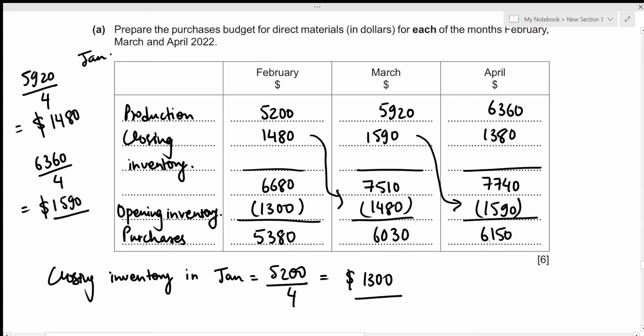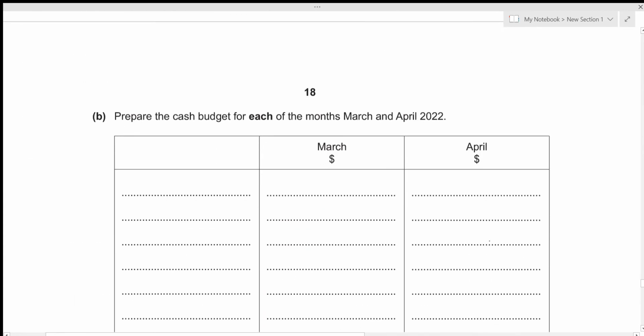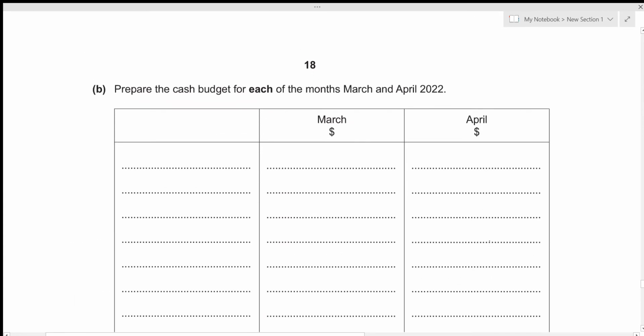This concludes the first part of this question. Now we can move to the second one. We now need to prepare the cash budget for each of the months March and April 2022. And whenever we're preparing the cash budget, we actually segregate it into 2 different sections. So the first one is the receipts section. Let's write it down.